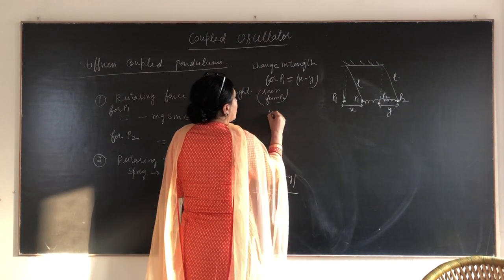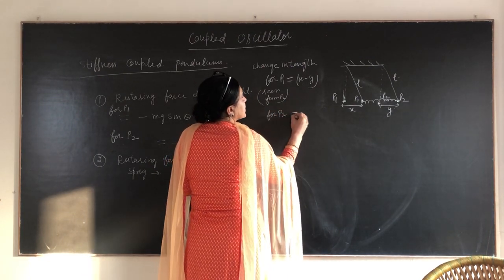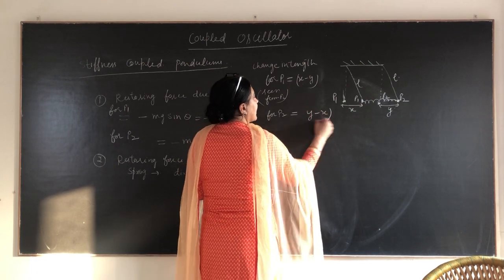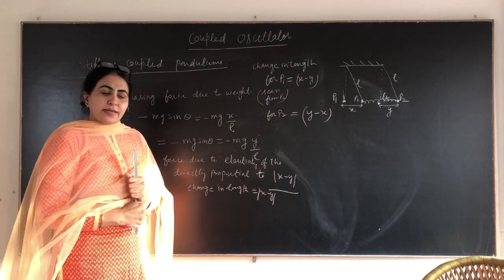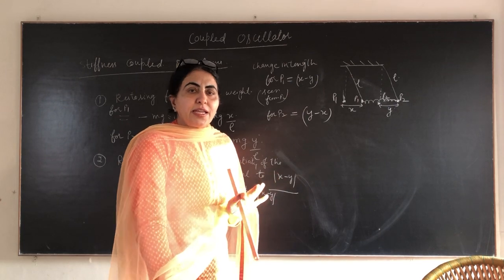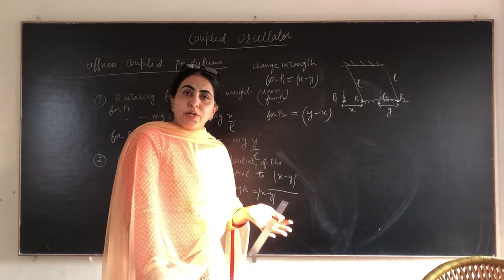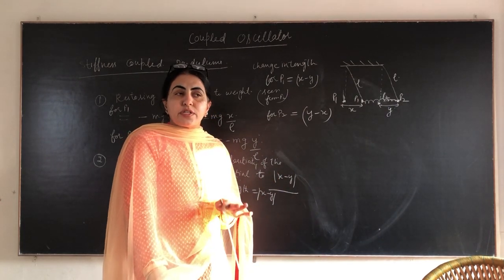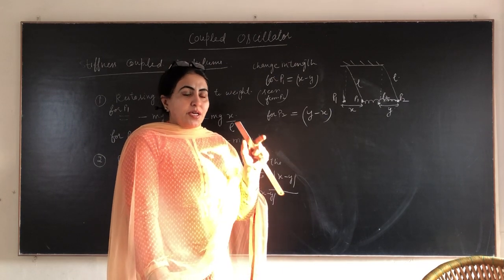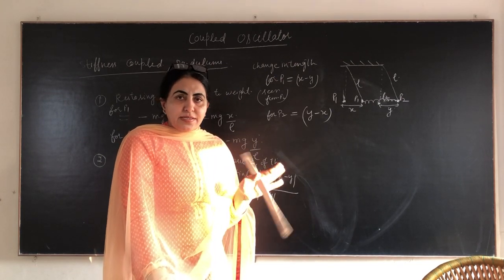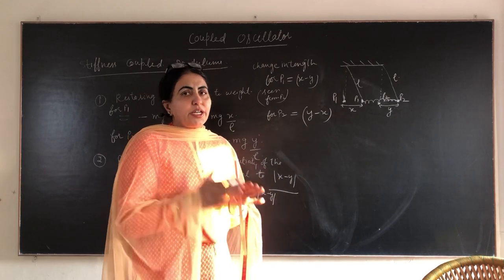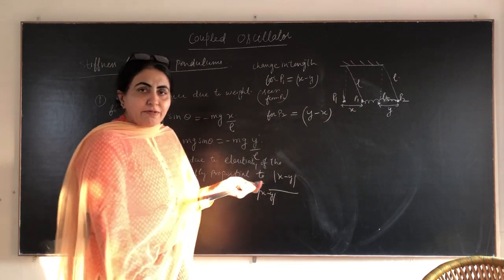And for P2 it is equal to y minus x. It will be y minus x. Now we have the change in length, and the restoring force due to elasticity of the spring is equal to the spring constant s into the change in length. So we can find out that.